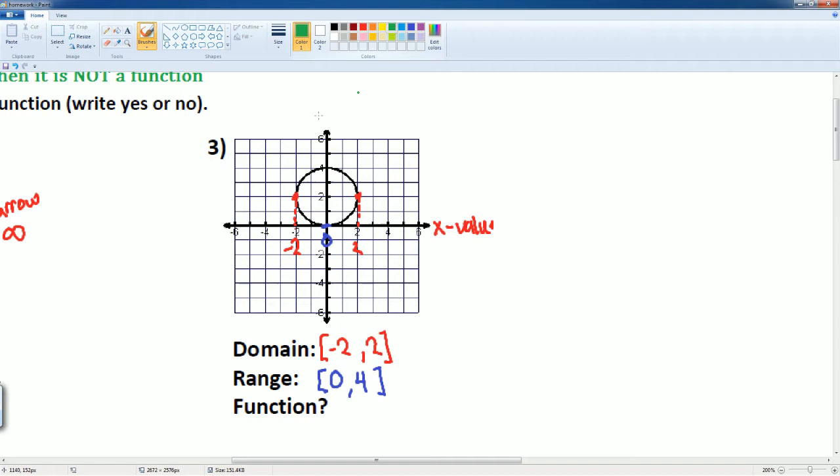Lastly, is this a function or not? We draw our vertical line down the middle or anywhere we want, and we see, does it pass through more than one point? And it looks like it does. I'm trying to get the line to work. Come on. Look, see? It passes through more than one point. I can show it to you. Here you go, 1 point. And 2 points. So it is not a function.